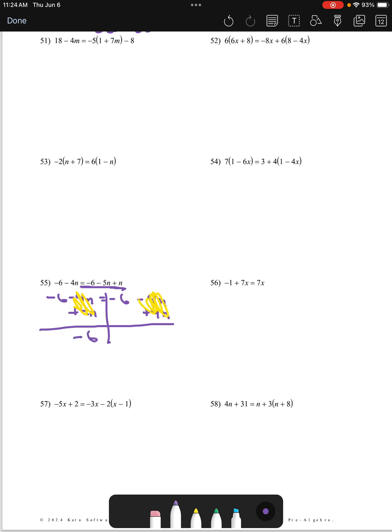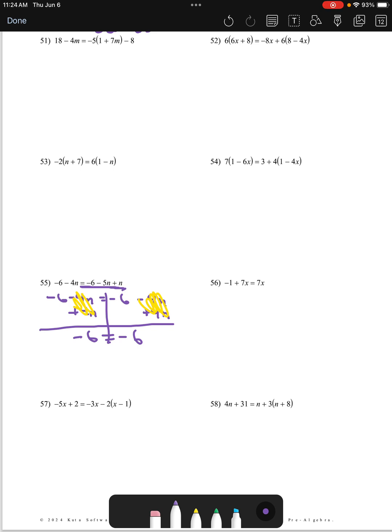But if I do that, negative 4n plus 4n cancels. I'm left with negative 6 equals negative 6. This is not wrong. We have not done anything incorrectly. It is possible, not a common occurrence, but it is possible for variables to completely eliminate as you solve a problem. When that happens, you're going to be left with a statement. Here the statement is that negative 6 is equal to negative 6. And you have to decide, is that statement true or false?